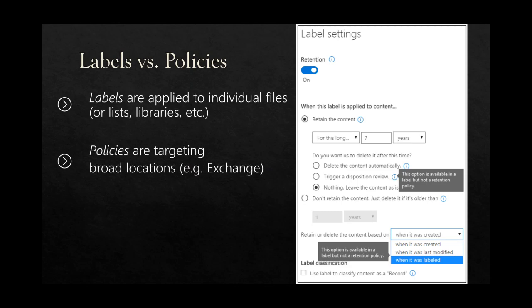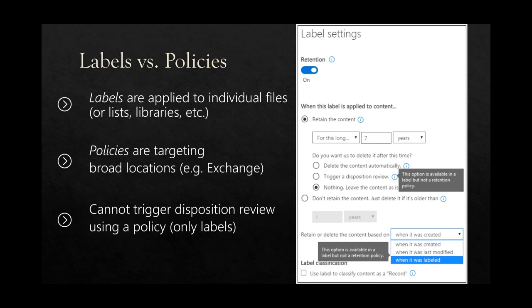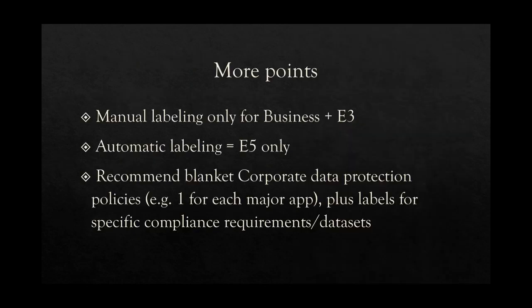But the policies, of course, only target broad locations. So they don't work like labels do, and they can't really trigger a disposition review, but you can essentially say, keep data for this long, delete it or not at the end, however you want. And some other points about this, similar to sensitivity labels: you only get manual labeling if you've got the business and E3 plans. If you want automatic labeling, triggered based on some kind of rule when it finds certain content, that's again an E5 feature.